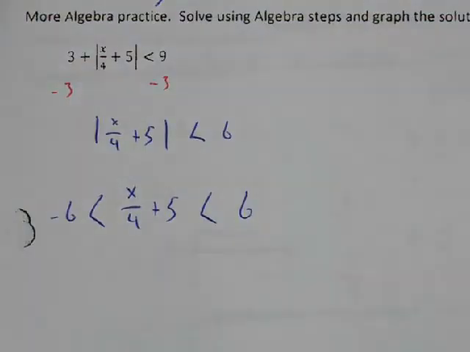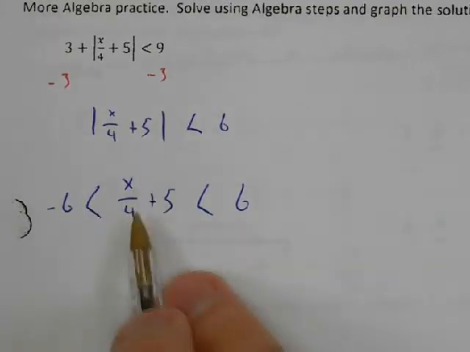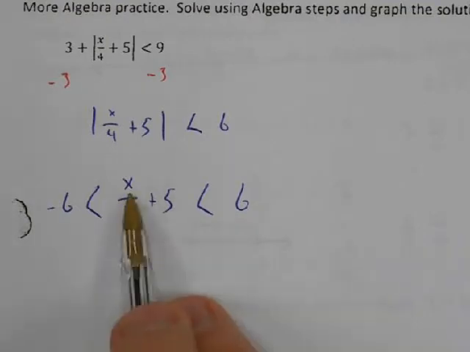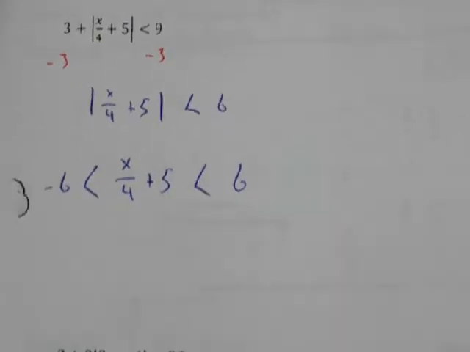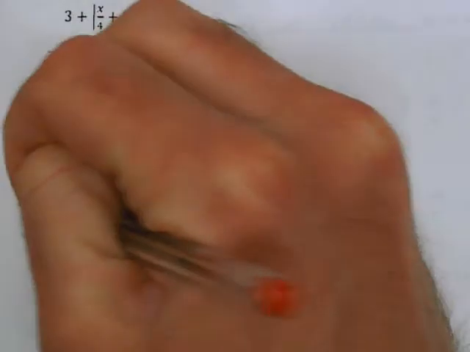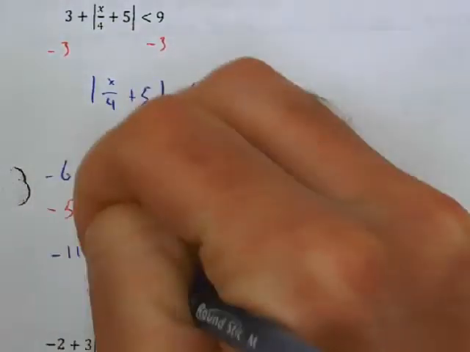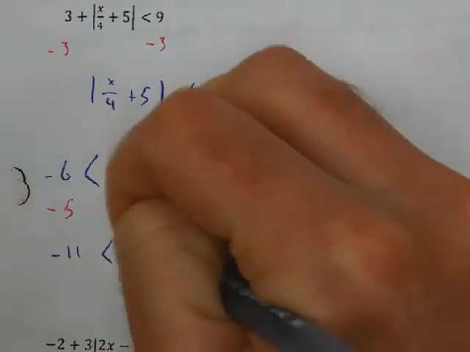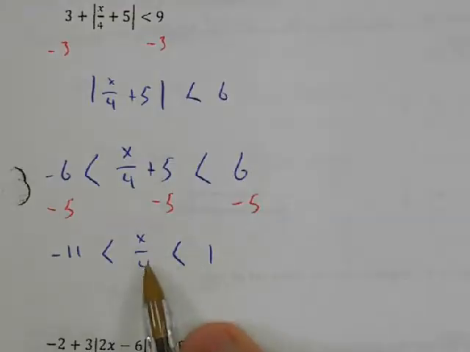Okay, so now we've created our compound inequality, in other words, our less than sandwich, and now we can solve. So when you solve, focus on the middle. How do I get x by itself? Well, what am I doing to x here? I'm dividing by 4 and then adding 5. So I'm going to do the opposite of that stuff in the opposite order. So we'll start with subtracting 5 from all 3 parts, which is going to give me negative 11 less than x over 4 less than 1.